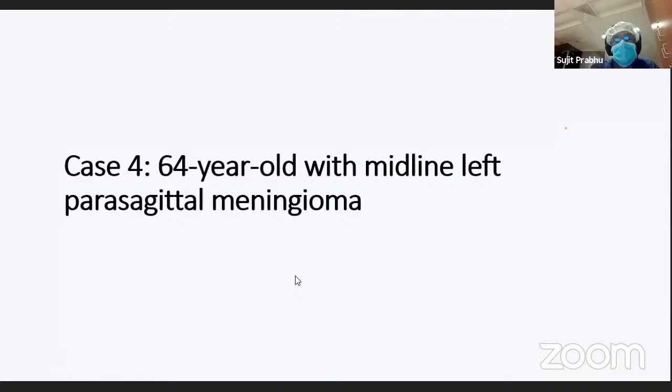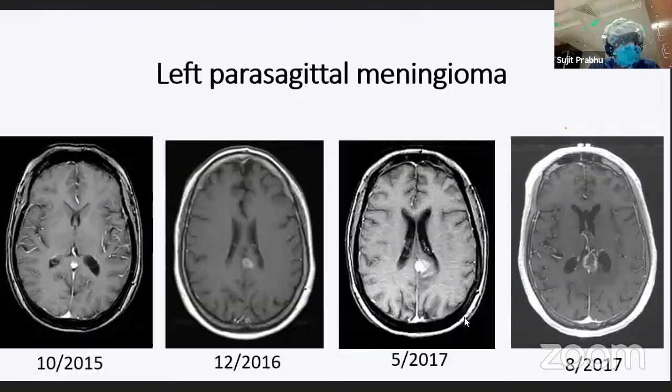I showed the scan of a 64-year-old patient with a parasagittal meningioma. We have used it for other types of tumors, and in this particular case, this patient was treated elsewhere, at an outside hospital, for this small lesion in 2015, which was watched. It grew to this size in a year, which is 2016, and in 2017 she was treated with radiation. This was at an outside institution.